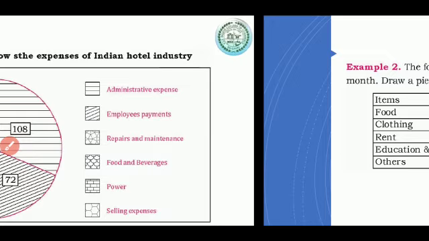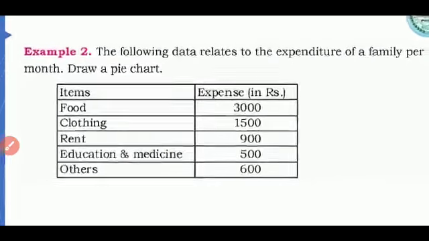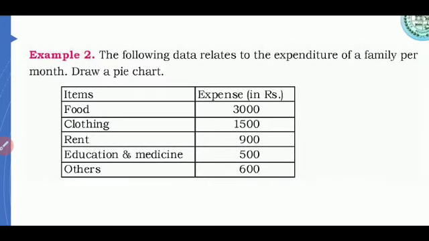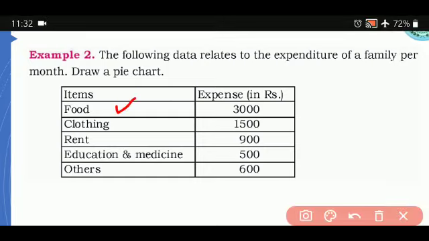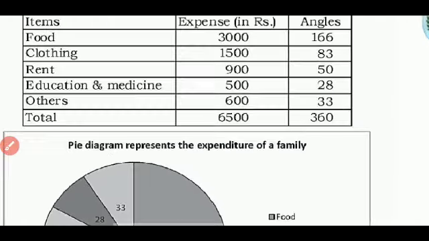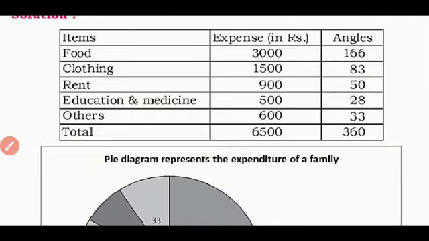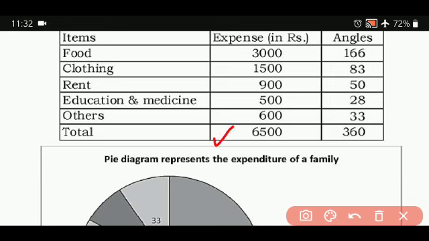We will see one more example on the same. The following data relates to the expenditure of a family per month. Draw a pie chart. What is given? Food expenses 3000, clothing 1500, rent 900, education and medicine 500, others 600. So the first step is to make the total. You have made the total here, and then you have to write the formula.